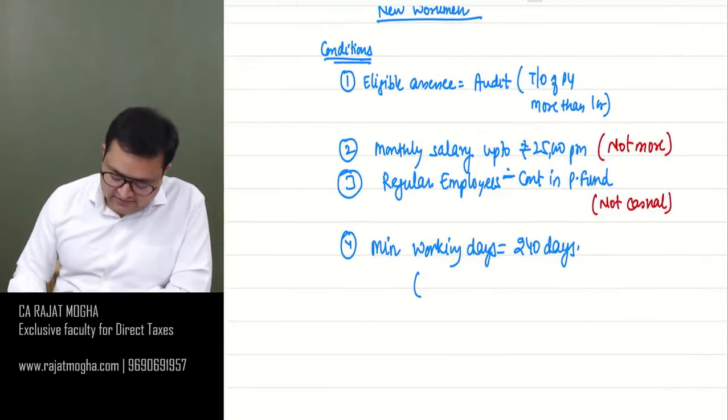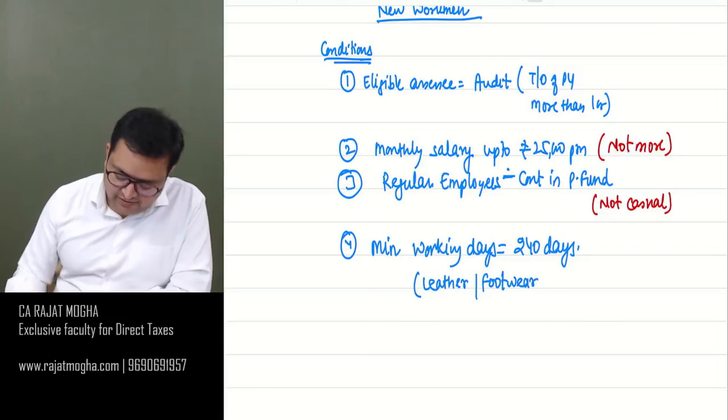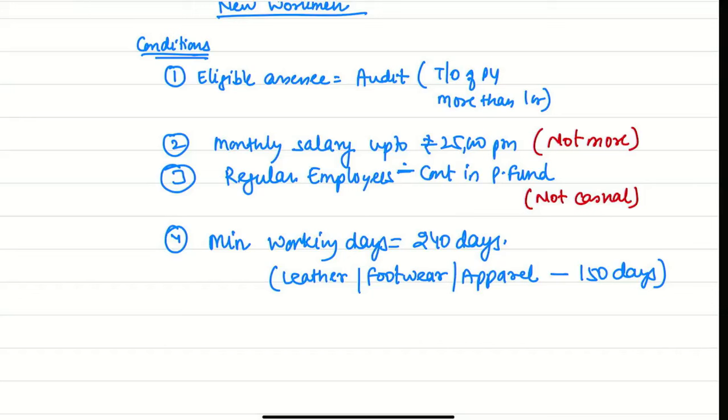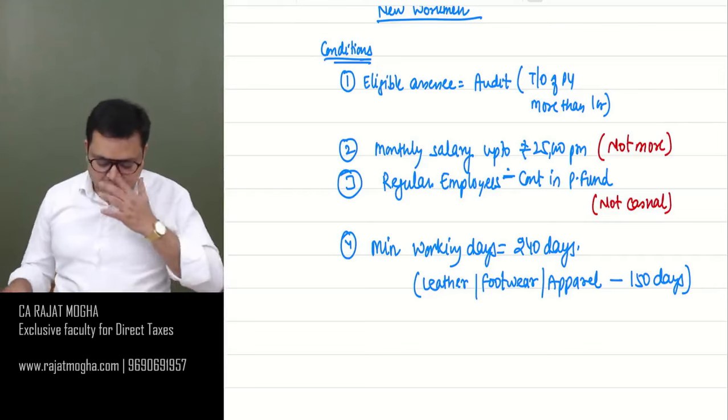In case it is a leather business, leather, footwear, or apparel business, it is 150 days. For leather, footwear, apparel means clothing. These are quite seasonal businesses. So here we will not take 240. Here we will take 150. It would be good enough. Correct?